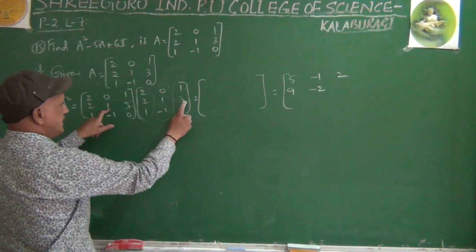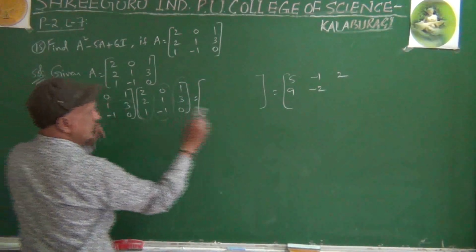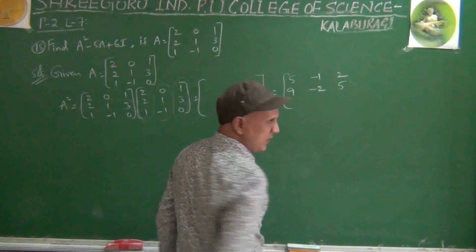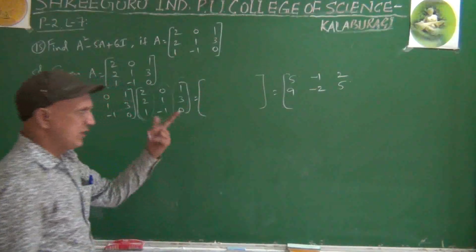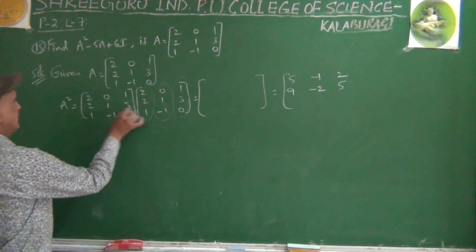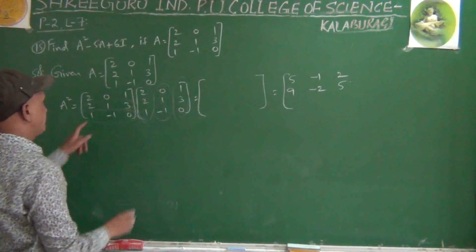2 plus 3, 5. 5 plus 0, so it becomes 5. Next, third row, first column.